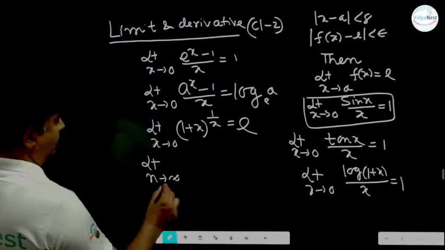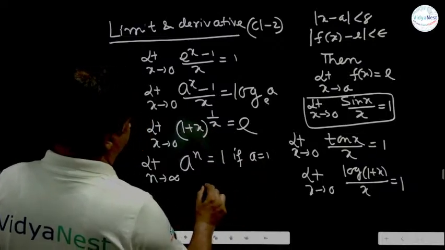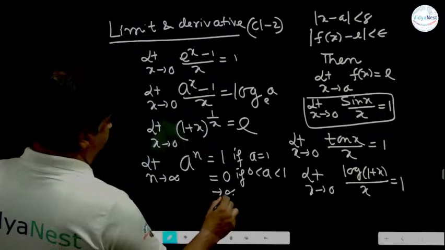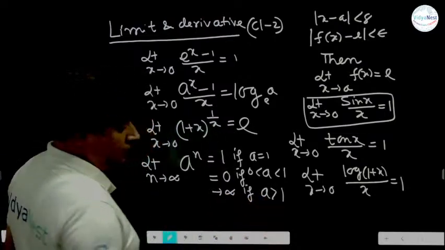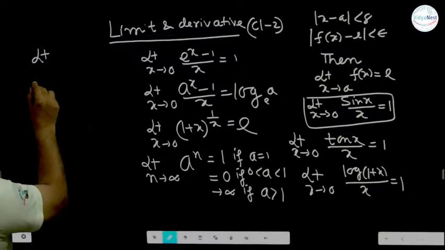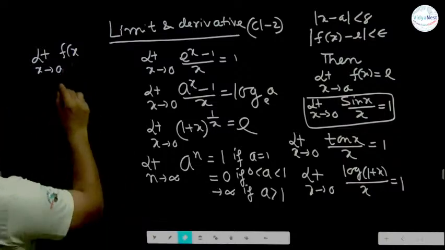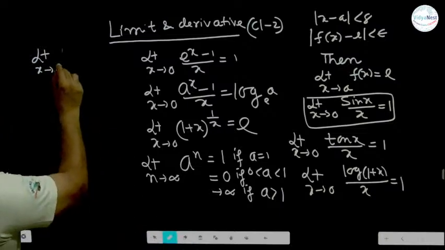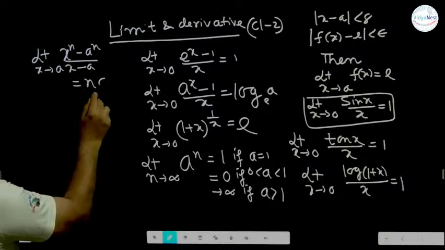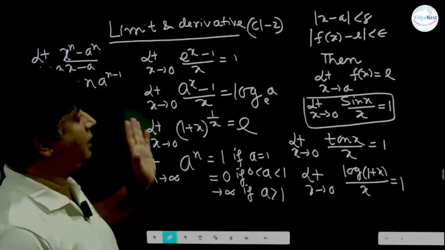Now, this concept: n tends to infinity, a to the power n will be 1 if a is 1, it will be 0 if a lies between 0 and 1, and it will tend to infinity if a is greater than 1. In a short span we had gone through this. Now, this property x tends to a, that property we had gone through, and we did sums related to each property in the last 2-3 classes.